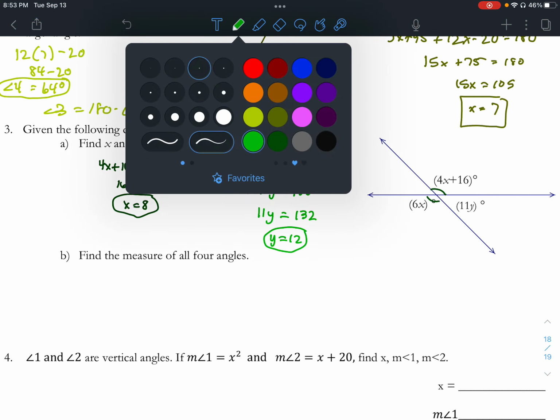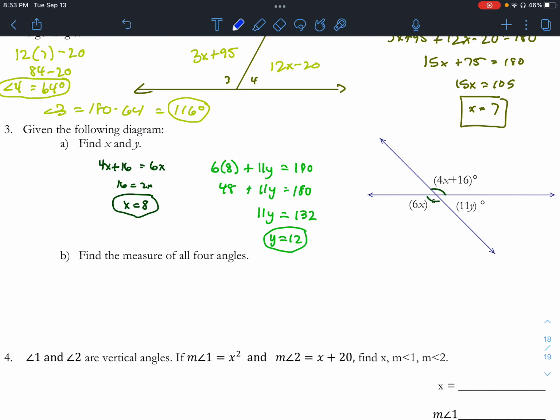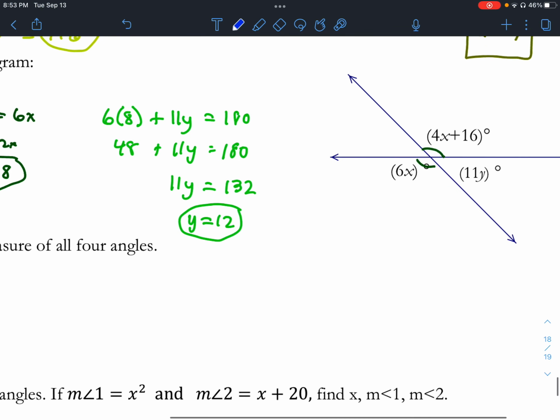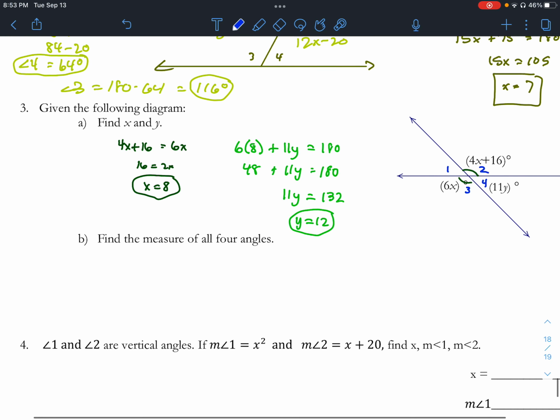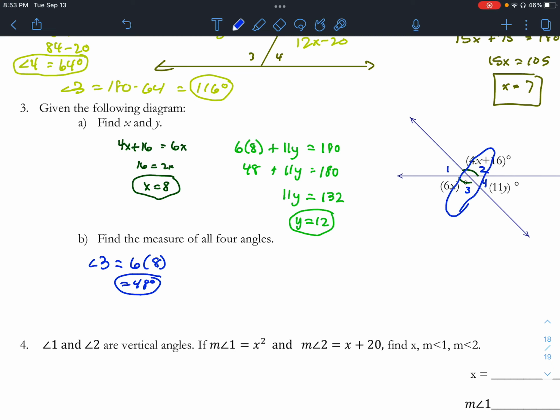All right. Let's look at find the measure of all 4 angles now. So again, I can just label these really quickly. Let's do angle 1, 2, 3, and 4. On a test or something, I would definitely tell you this stuff. Let's go ahead and start with some of the ones that we know. For example, angle 3 is going to be 6 times x, which is 6 times 8, 48 degrees. We also know that vertical angles are going to be congruent to each other. So I can say angle number 2 is actually also going to be 48 degrees.